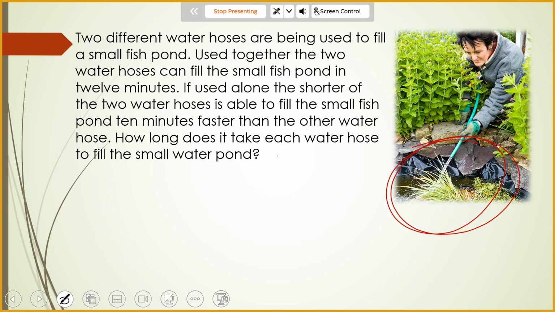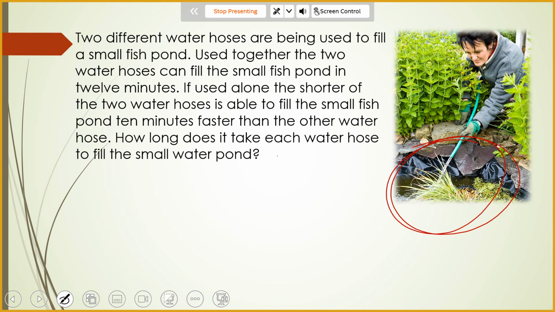If they both are releasing water into this empty pond, how long will it take to fill up this pond working together? Read the question. 12 minutes. So on your paper, you should have together 12 minutes. Because if they're working together, they can fill this up in 12 minutes. Both hoses are releasing water into the small pond at the same time, and they're able to fill up the small pond in 12 minutes.